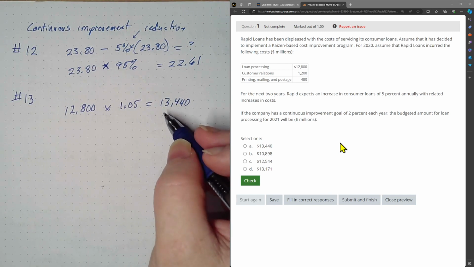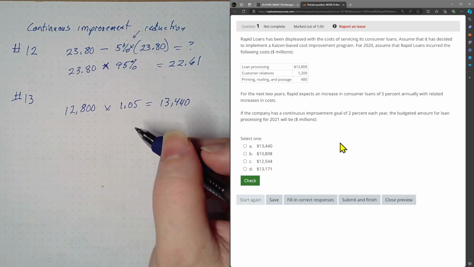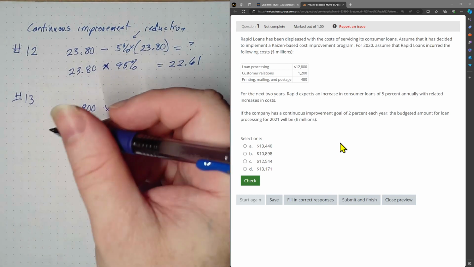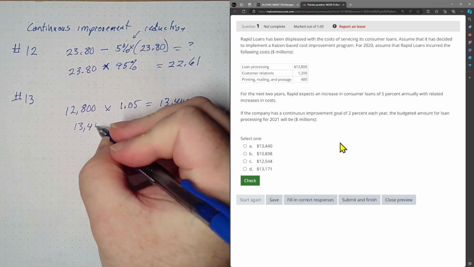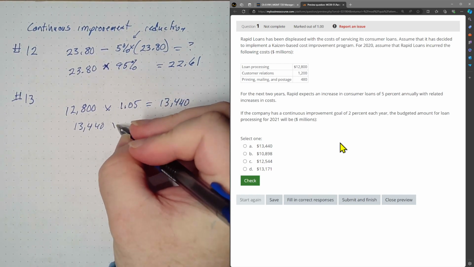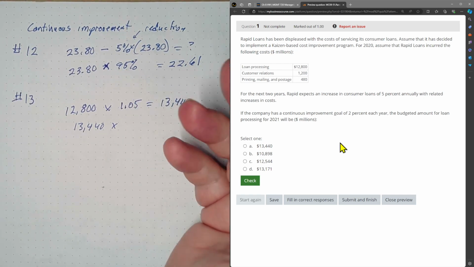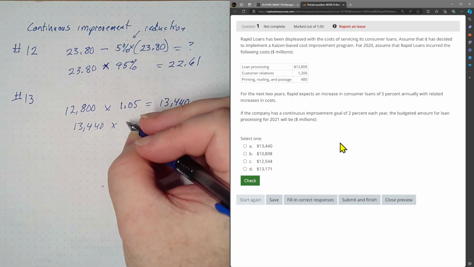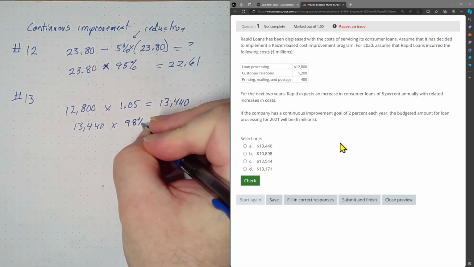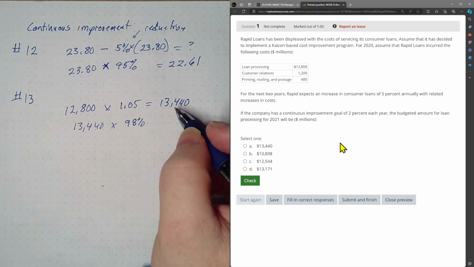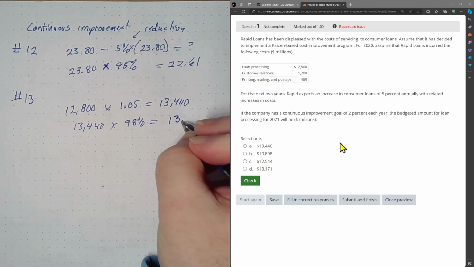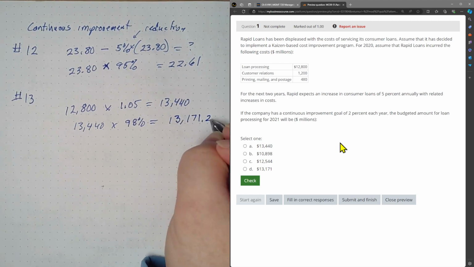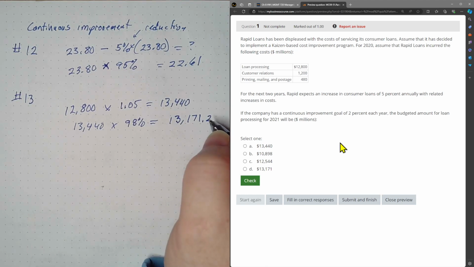We want to have some sort of continuous improvement to where we reduce the costs on a per unit basis. So we would take that 13,440, of which it should be if we just kept costs linear, and multiply it by what? Well, you can multiply it by 2% and subtract that, or we want the goal to be 98% of that. In other words, 2% less, a 2% improvement goal. And that's going to be 1,171.2. Well, it doesn't look like they have decimals here, but that should be the right number.